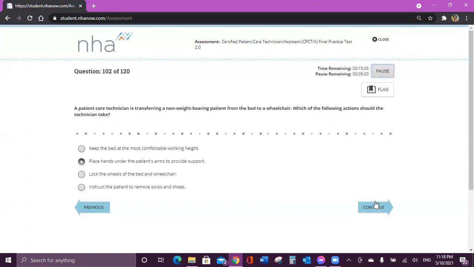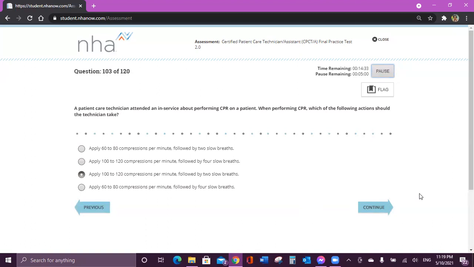A patient care technician is transferring a non-weight bearing patient from the bed to the wheelchair. Which of the following should the technician take? Keep the bed at the most comfortable height. Place the patient's arm to provide support. Lock the wheels of the wheelchair. Yep. Good.